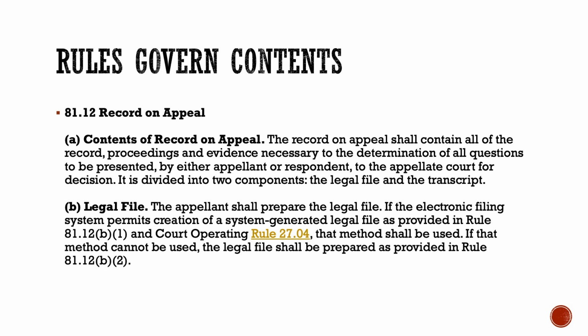The appellant shall prepare the legal file. If the electronic filing system permits creation of a system-generated legal file and the court operating rule, that method shall be used. If that method cannot be used, the legal file shall be prepared as provided by Rule 81.12. Well, in the most recent cases that I have done, the record on appeal has been created through the system. And basically, because Missouri has an electronic filing system for all of its court documents, all of the documents are maintained in their original condition inside computers. And all you do is pull off the documents that you need, you put them into a PDF binder, and you file that with the appellate court.